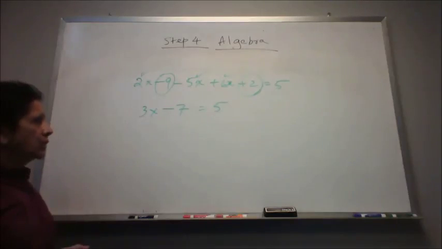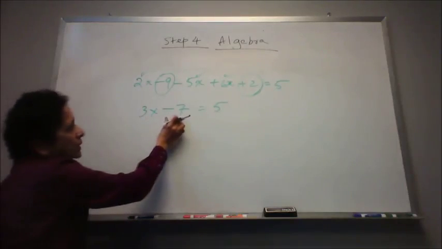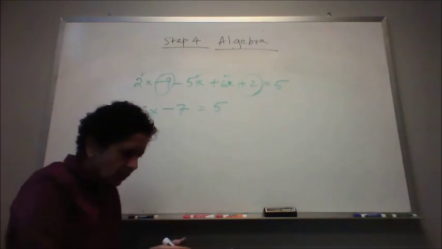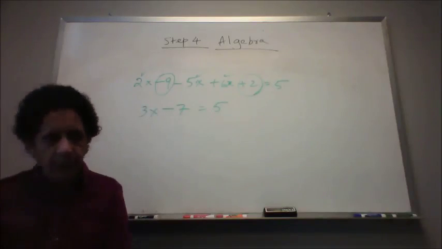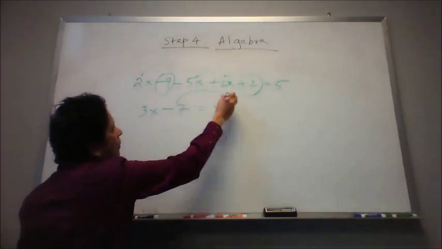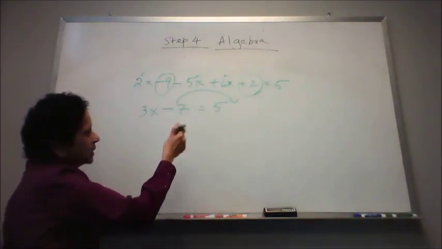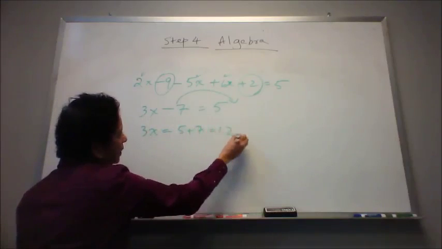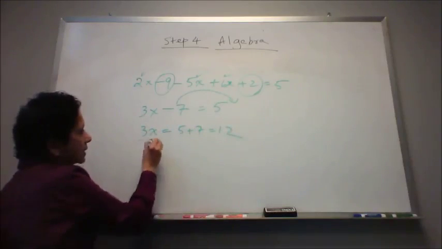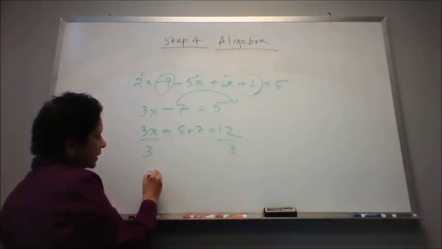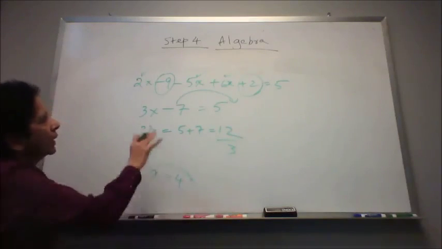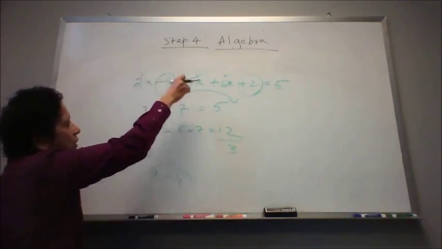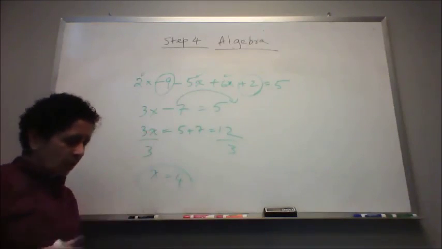Then what you want to do is, you don't want this minus 7 next to the 3x, right? You want all the x on one side, all the numbers on the other side. So you want to move it to the other side. When you change the side, change the sign. So 3x equals 5 plus 7, that becomes 12. Now 3x is 12. What is x? You divide both sides by 3. So x equals 4, okay? Whenever they give you a long expression, you need to make sure that you take those like terms, simplify, and then solve, okay?